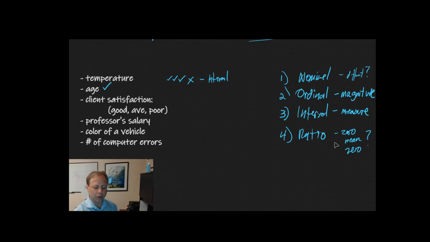Number 2, ordinal. Is there a magnitude? Can you have one person who's older than another person? Yes, you can. Number 3, interval. Can I measure the difference between them? Yeah, he's 3 years older than me. Okay, great. That's fine. I can do that. Does 0 mean 0? If you have 0 years, does that mean you have a lack of existence? And in this case, I'm going to say yes, right? From the moment you're born, you are 0.001 years old, right? Or whatever. So I'm going to say this one's ratio.